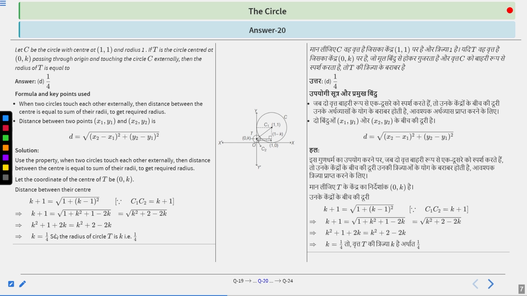Got it? Therefore, option D, 1 by 4, should be the right answer. Got it? Now let's move to the next question.